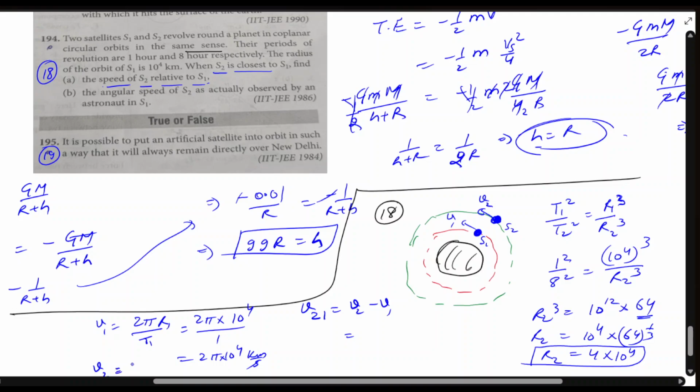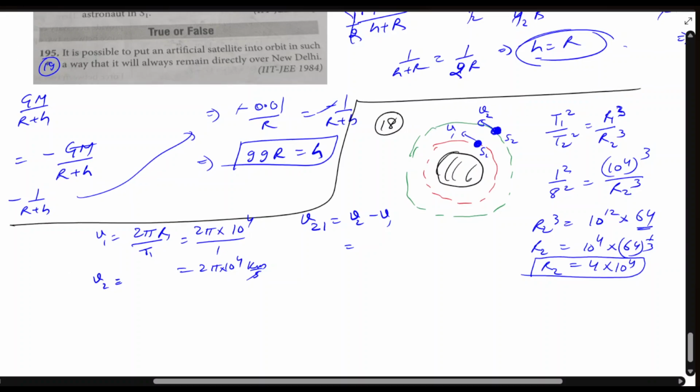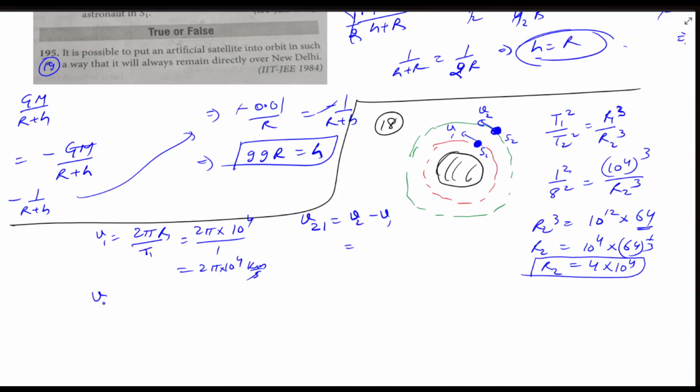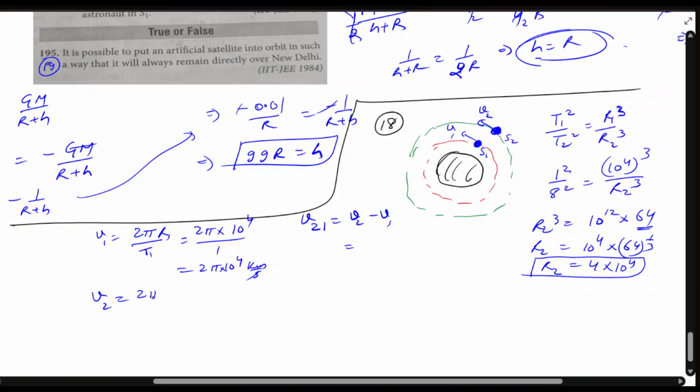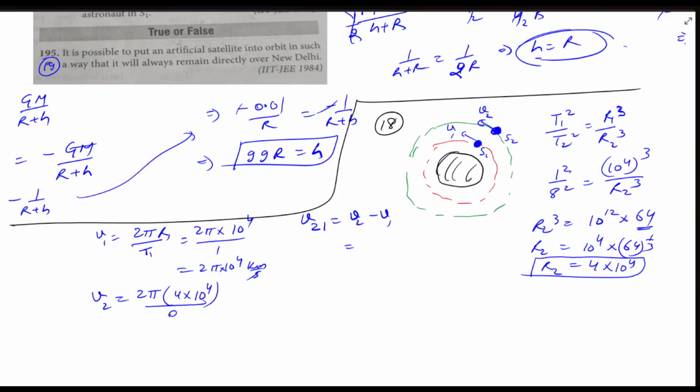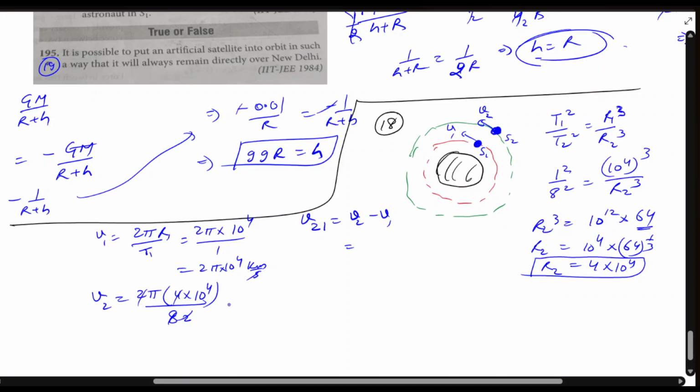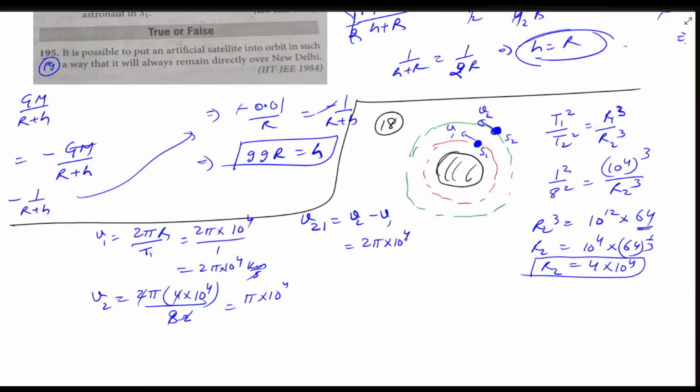And V2 will be again 2 pi R2. R2 is 4 into 10 raised to power 4 divided by T2, which is 8. So this 2 will get cancelled. So it will be pi into 10 raised to power 4. So we will have 2 pi into 10 raised to power 4 minus pi into 10 raised to power 4. So this will be 2 minus 1, so it will be pi into 10 raised to power 4 kilometer per hour. So this is V21. Okay. So this is A.